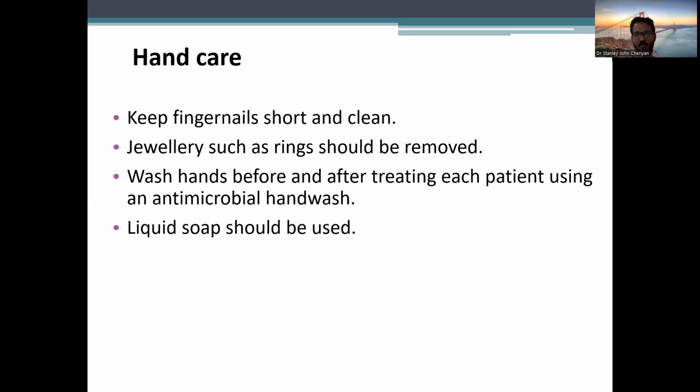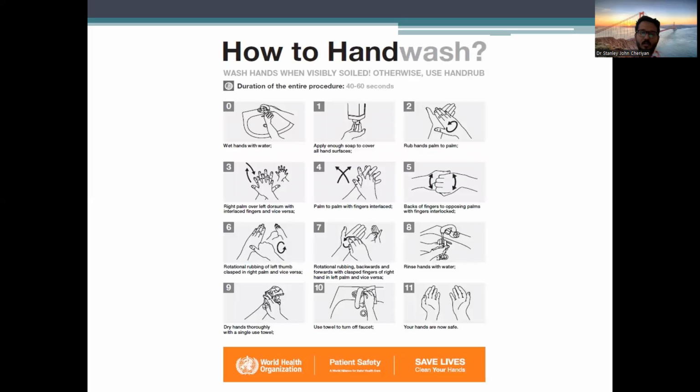You should always wash your hands before and after treating a patient. So many of us treat a patient, remove the gloves and suddenly go and start writing a chart. That is not acceptable. You go wash your hands and then continue the work. If your hands are visibly soiled, you should use a hand washing technique, and it should be done for at least 40 to 60 seconds.